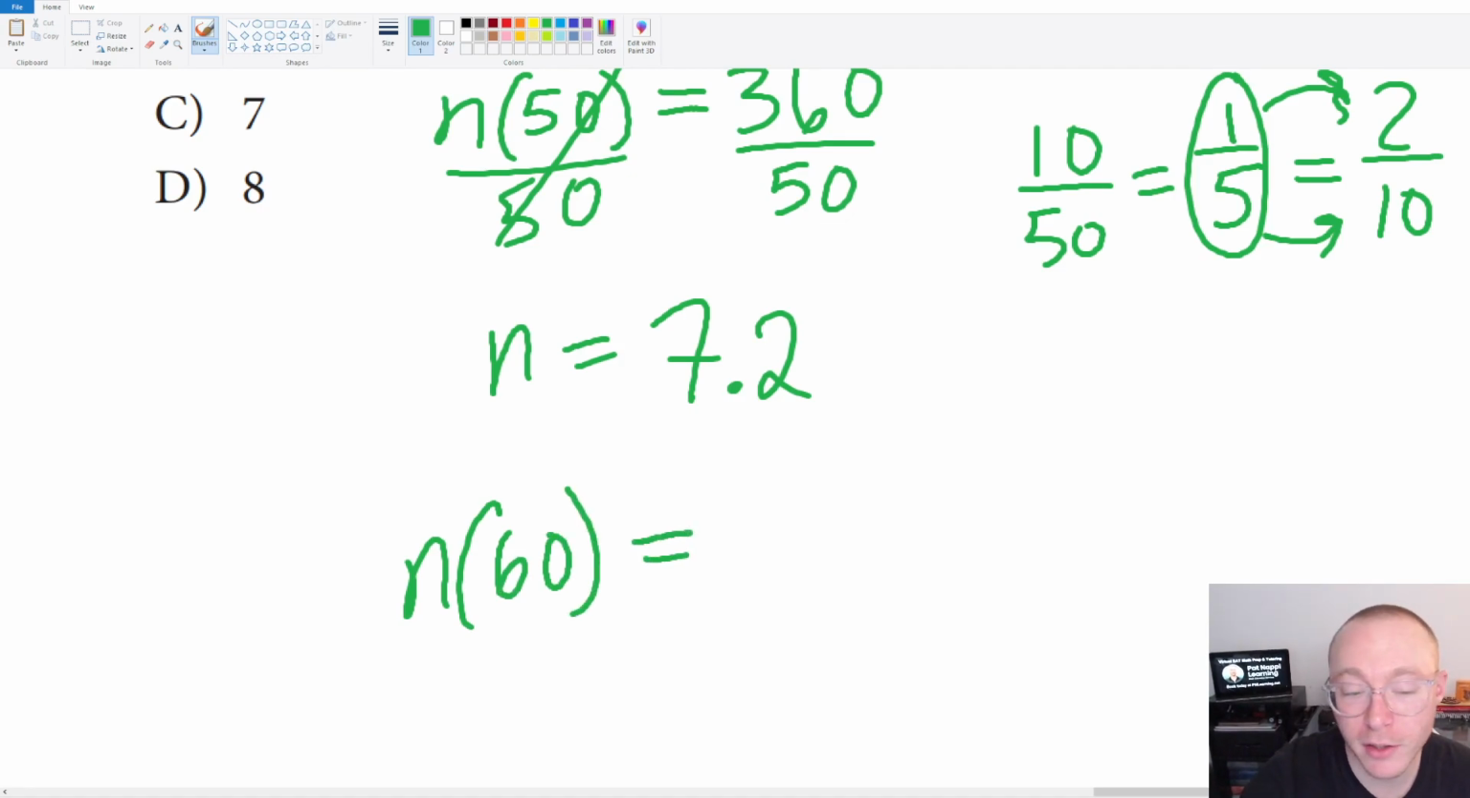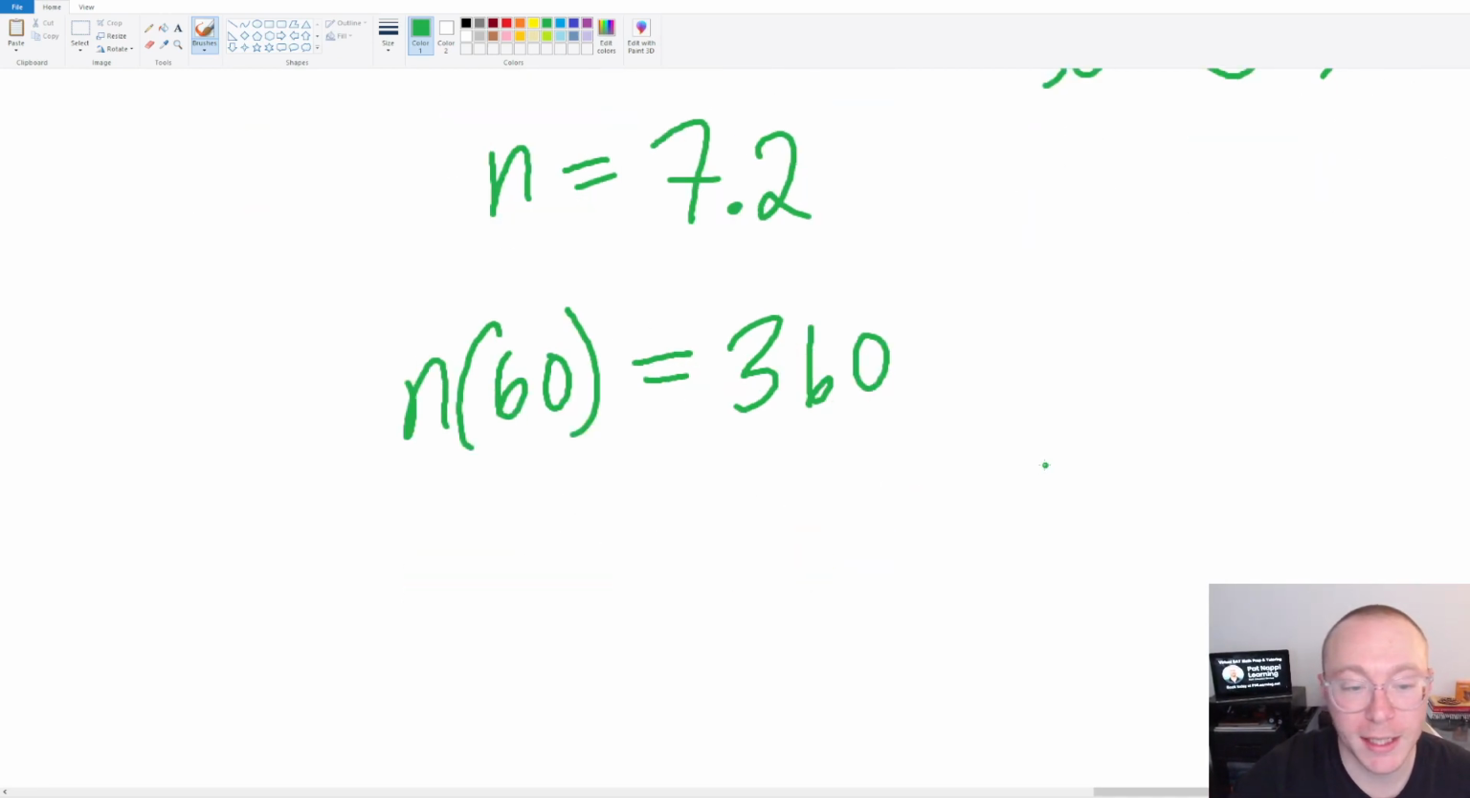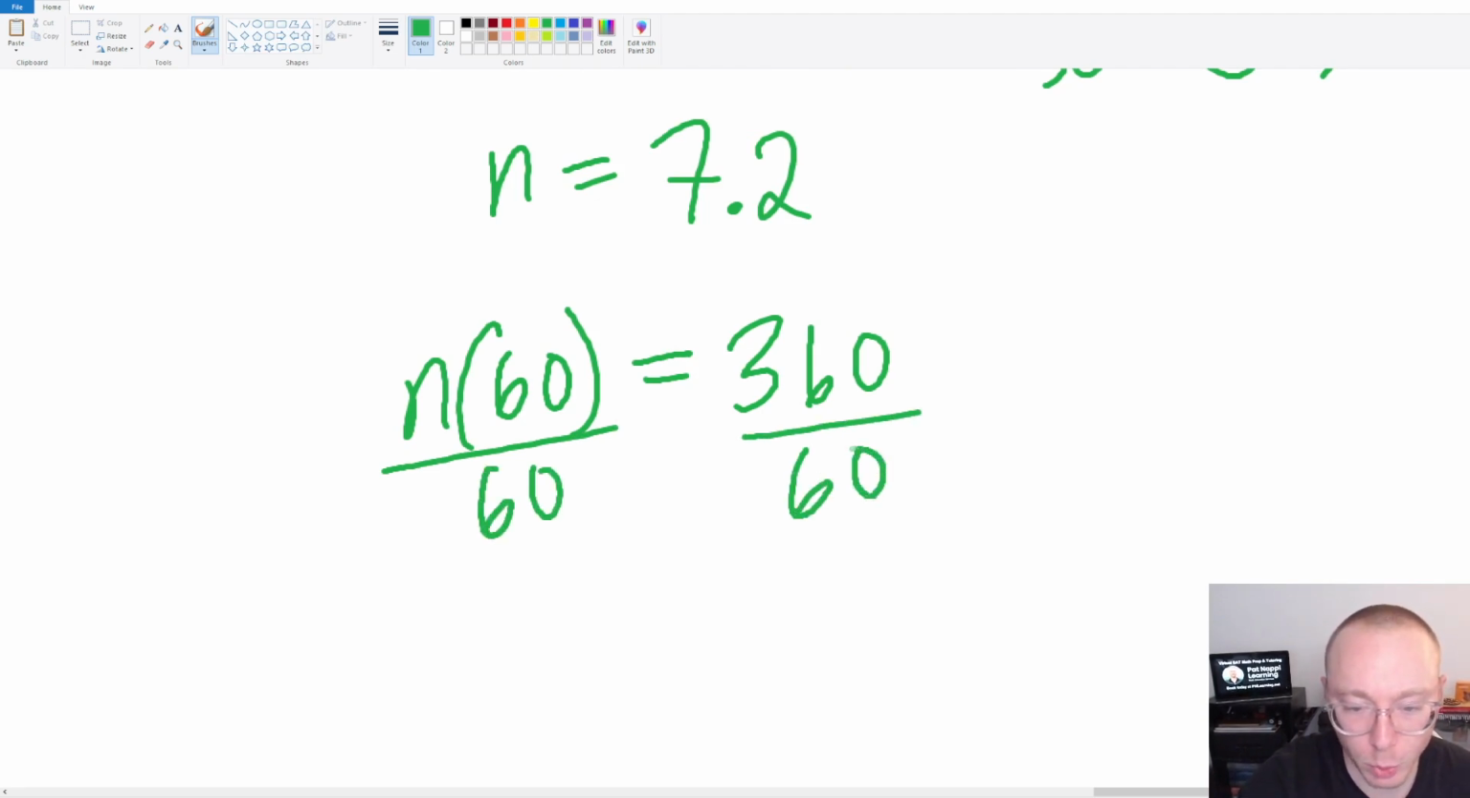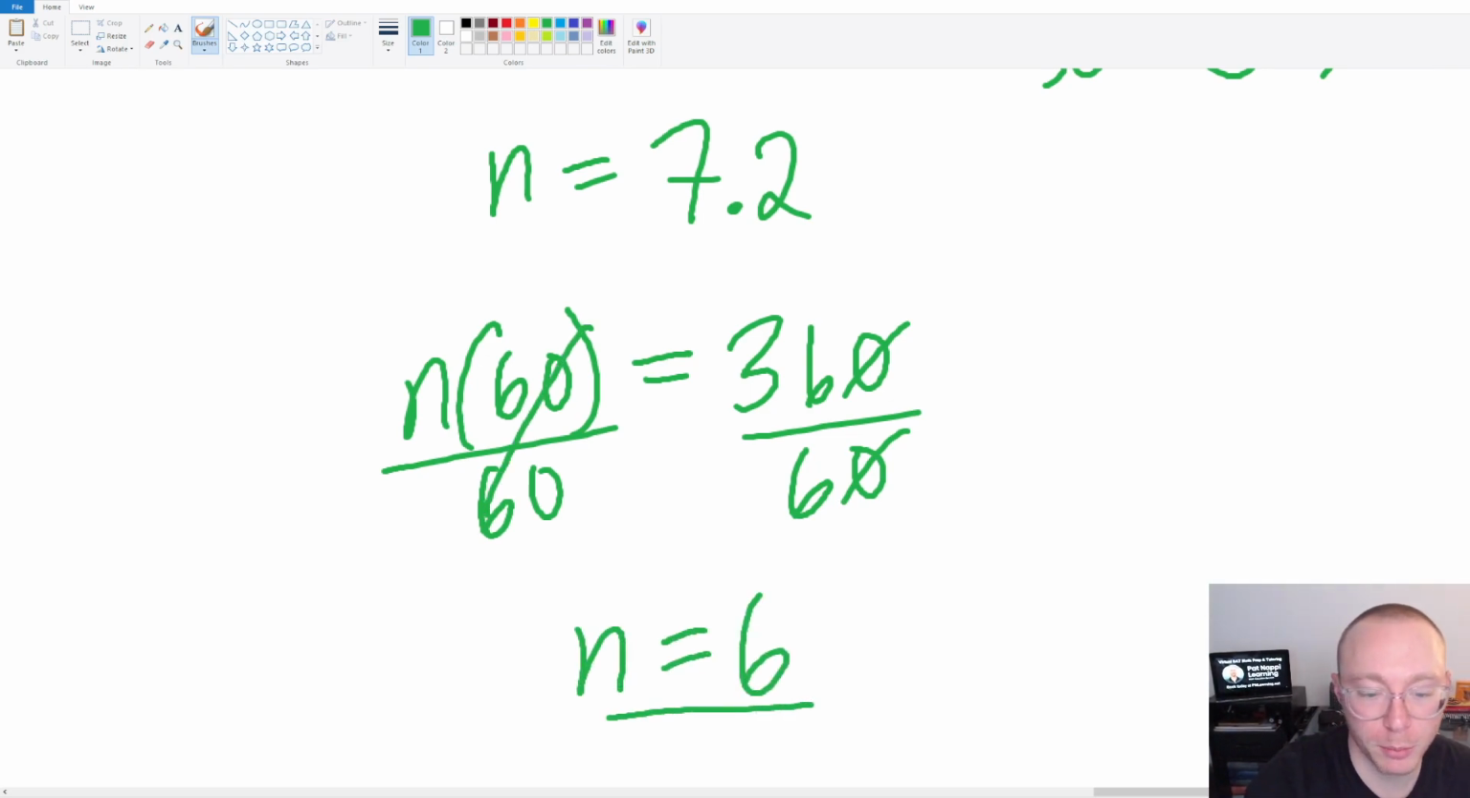This fits with the question. This is greater than 50. Let's see what we get for a number of sides if we do that. We should get a nice whole number, right? If we divide this 60, we're going to be able to say that 360 divided by 60, if you ignore these zeros at the end, is just like 36 divided by 6. You're going to end up getting that n equals 6. So this would be a sensible number of sides.